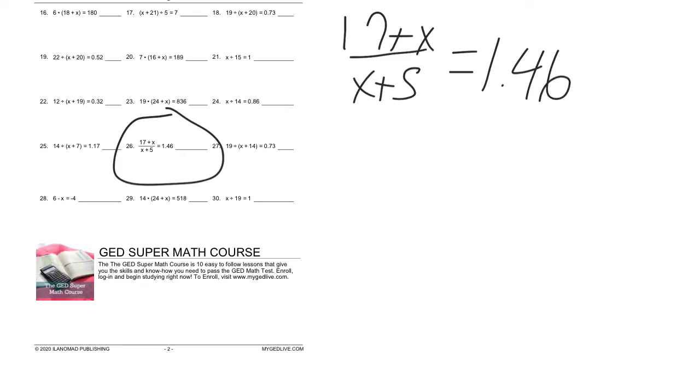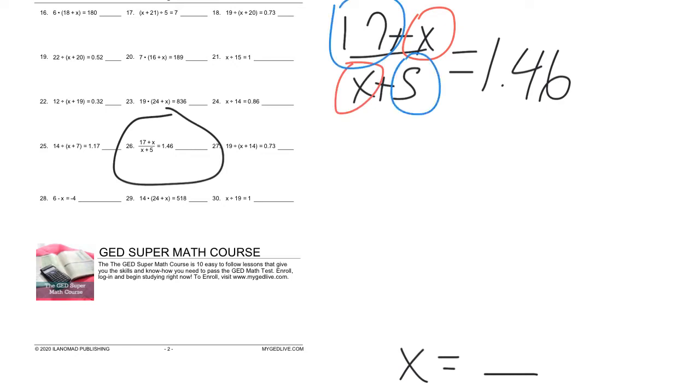Now the very first thing we always want to do is combine like terms, because the whole goal of this problem is x equals something. So we want to get the terms that are alike. Here's an x and here's an x, so those terms are alike. And then here's a 17 and a 5 and 1.46. Those numbers are alike. So the problem is, how do we get those numbers combined?